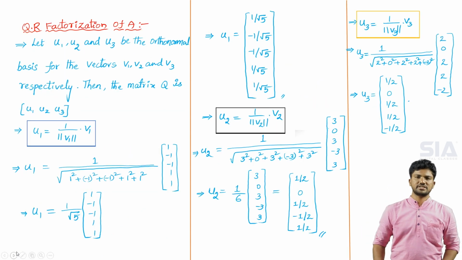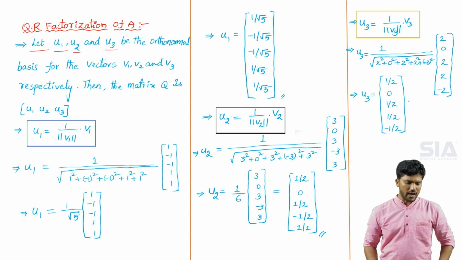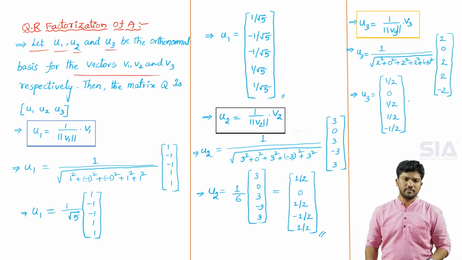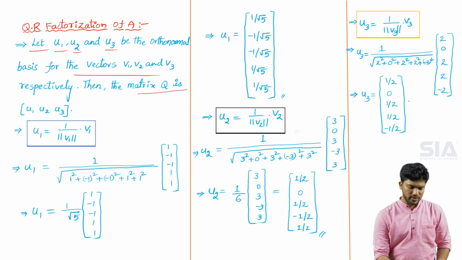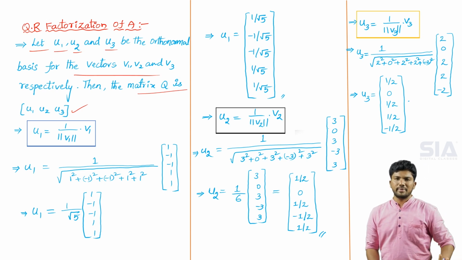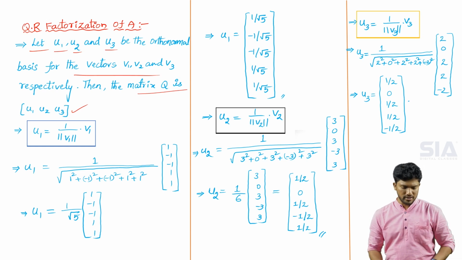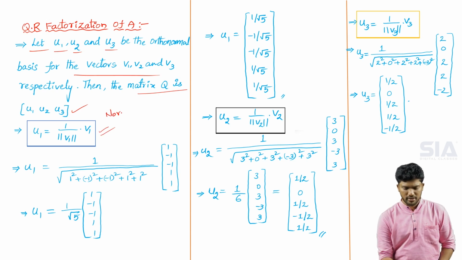Now QR factorization of capital A. Let u1, u2, up to u3 be the orthonormal basis for the vectors V1, V2, V3 respectively. Then the matrix Q is given by u1, u2, u3. Here we got an orthogonal basis. Now we convert the orthogonal basis into an orthonormal basis. How can we convert? By the normalization process. So this total process is called normalizing.